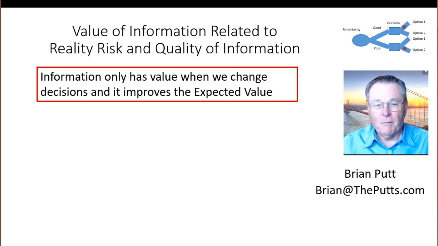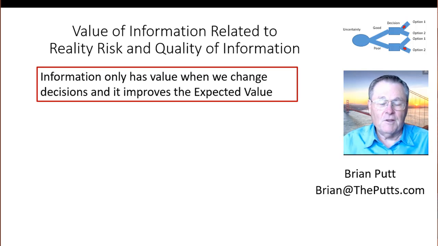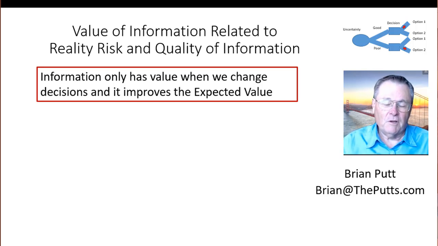The first point to remember is information only has value when we can change the decision and it improves the expected value. So if I don't change the decisions, the outcome will be the same as if I did in the reference case or the do nothing case. Do nothing really means what would I do without information at all.